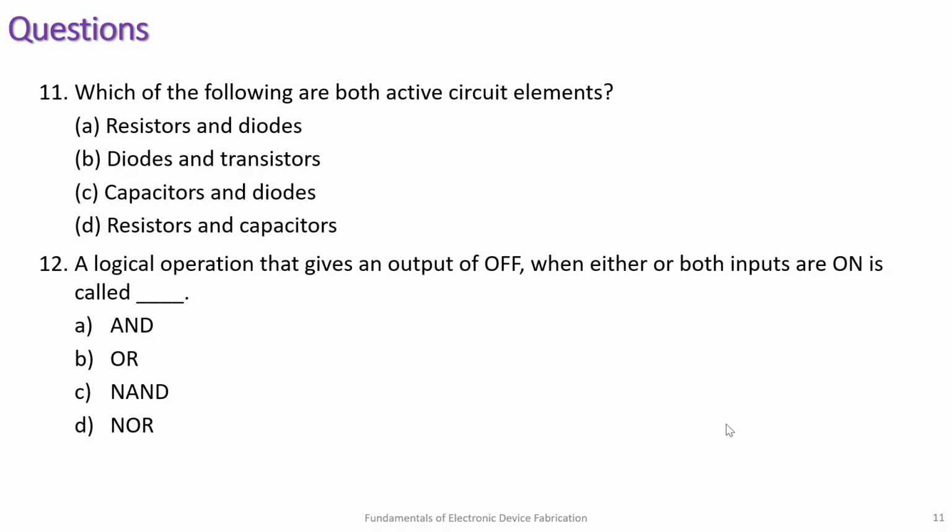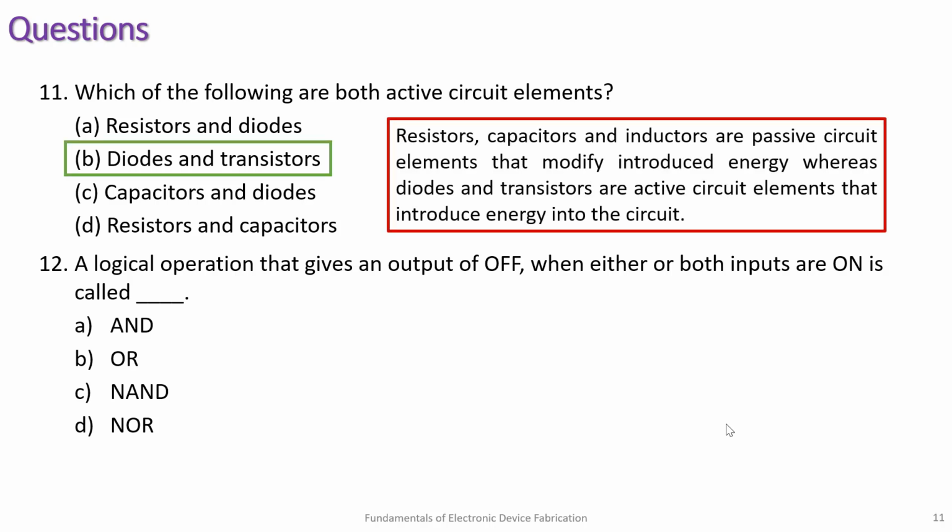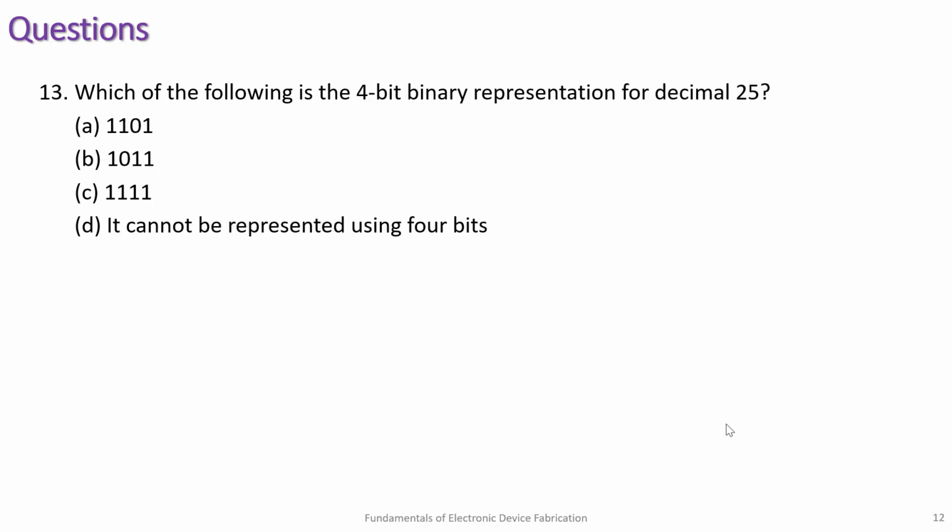Which of the following are both active circuit elements? You have to choose between resistors, diodes; transistors, capacitors; diodes, and resistors; capacitors; diode, transistor. A logical operation that gives an output of off when either or both inputs are on is. So basically, it is giving on, off, on. So you have to find out. So it's NOR. This is just for information's sake.